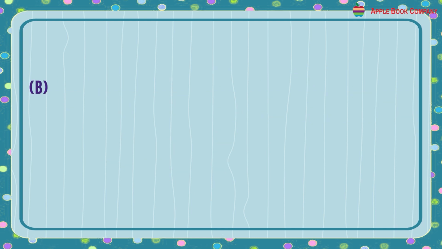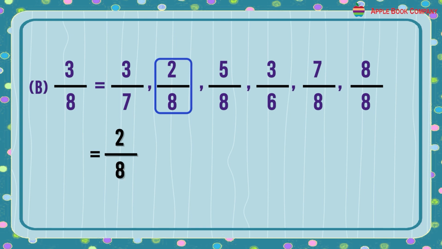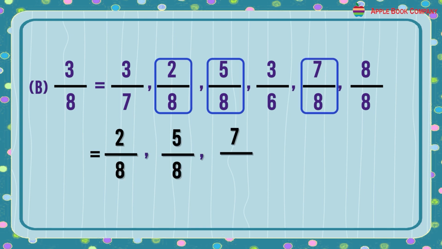Problem number B. 3 by 8. Now pick up the like fractions from 3 by 7, 3 by 6, 2 by 8, 5 by 8, 3 by 6, 7 by 8, and 8 by 8. The like fractions are 2 by 8, 5 by 8, 7 by 8, and 8 by 8.